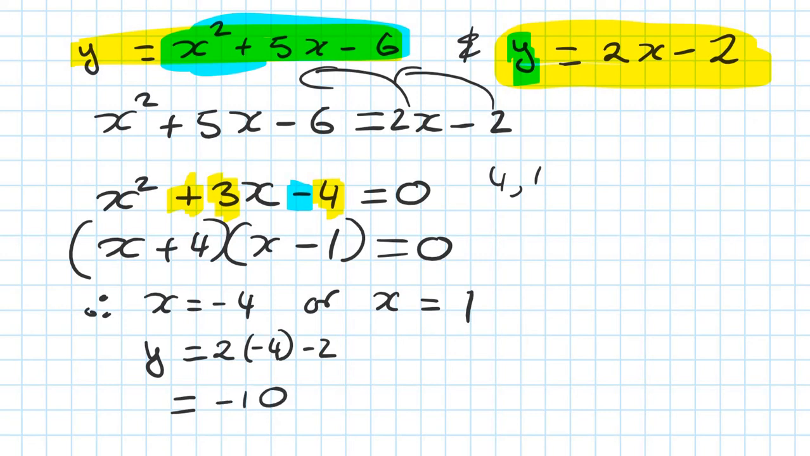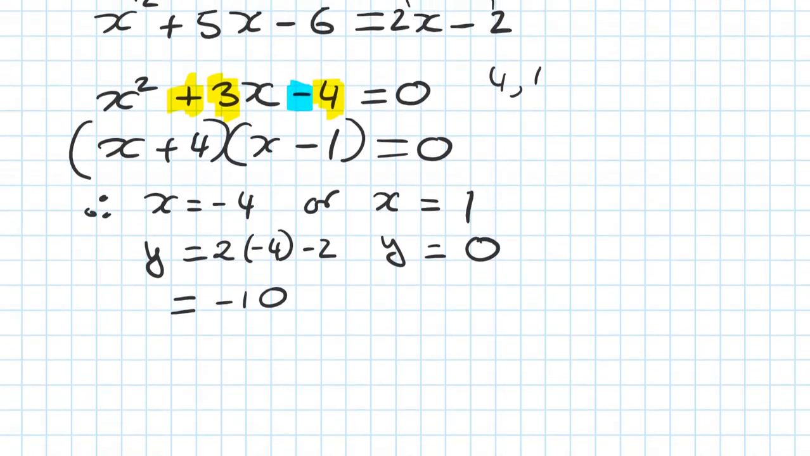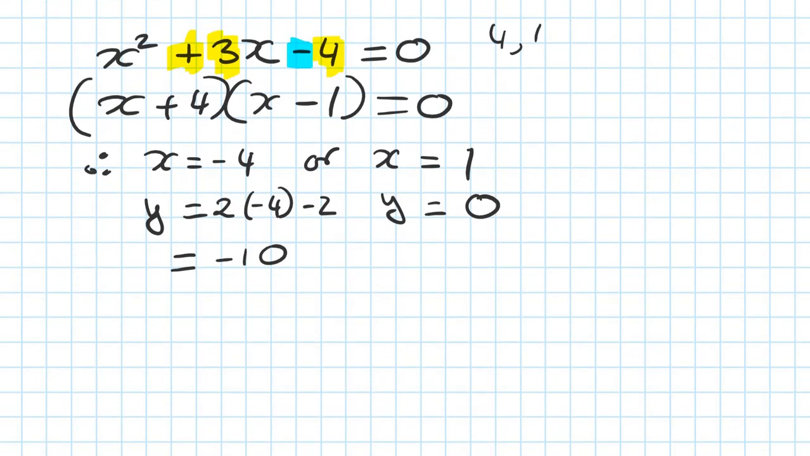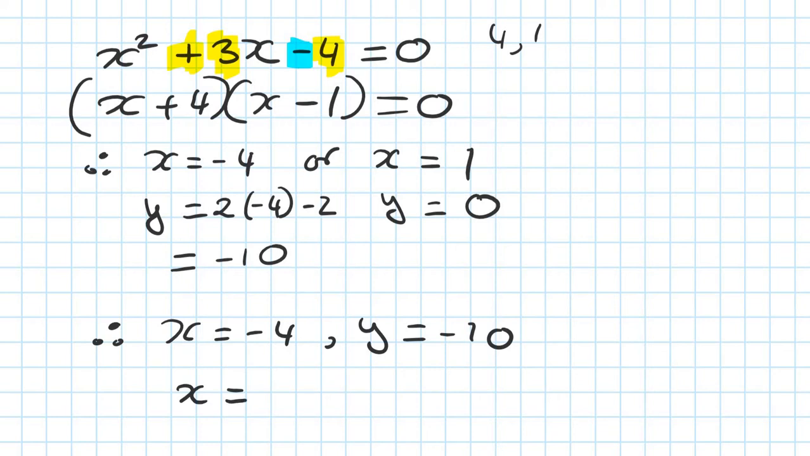That's all. And when x is 1, y is equal to 2 lots of 1 minus 2, which is 0. You see? So now I'm just going to rewrite the answer out. Therefore, x equals negative 4, y equals negative 10. And when x is equal to 1, y is equal to 0.